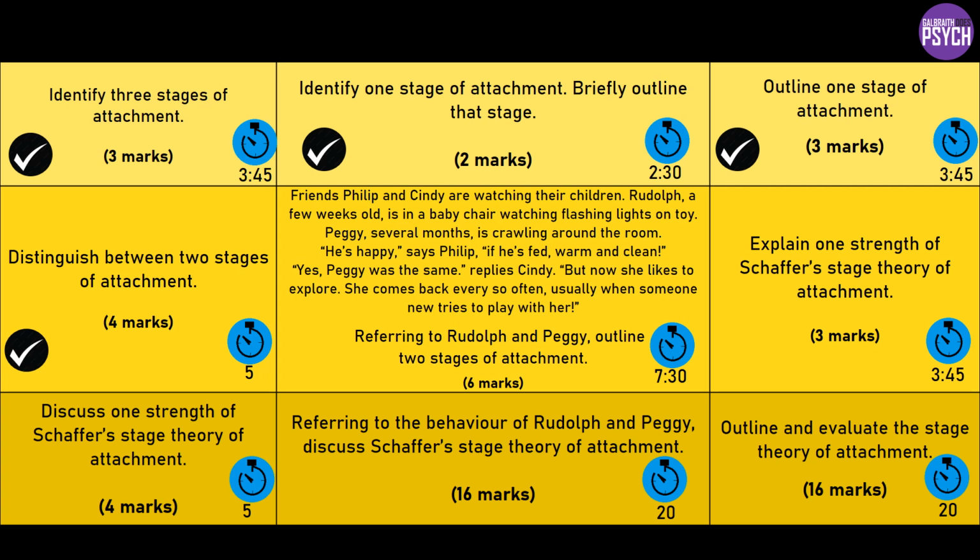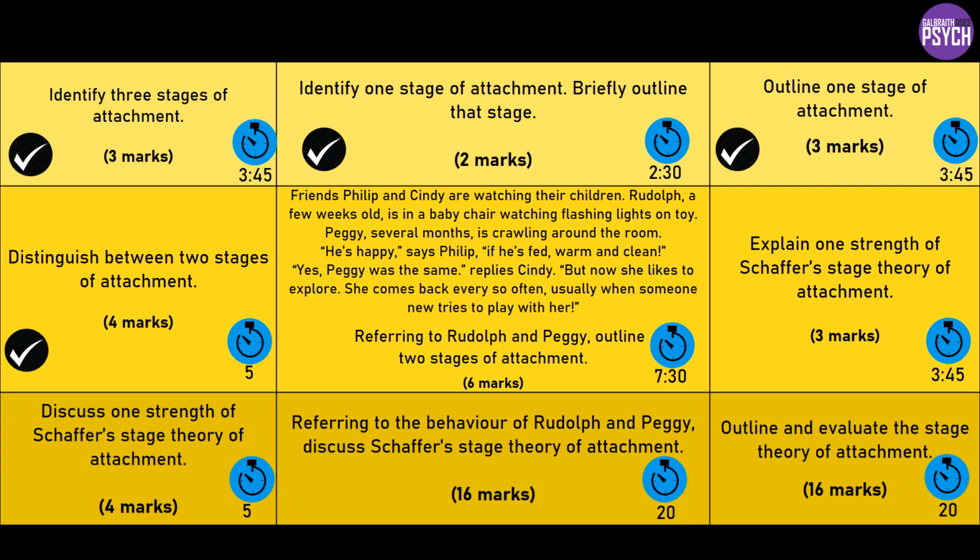Okay, this is shown in the scenario via the behaviour of Rudolph. He's happy with a toy that's very interactive or flashing lights, whatever. It's engaging, and Philip even comments that if he's fed, warm and clean, he's fine. Yeah, he doesn't need an attachment figure or an emotional figure at that point. He just needs someone to respond to his care. Okay, so that's one phase.